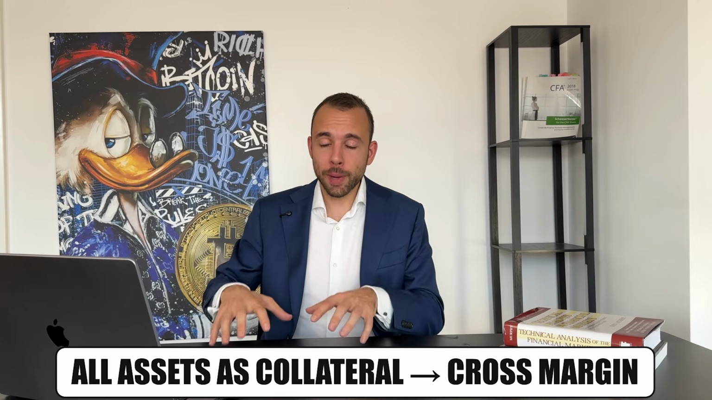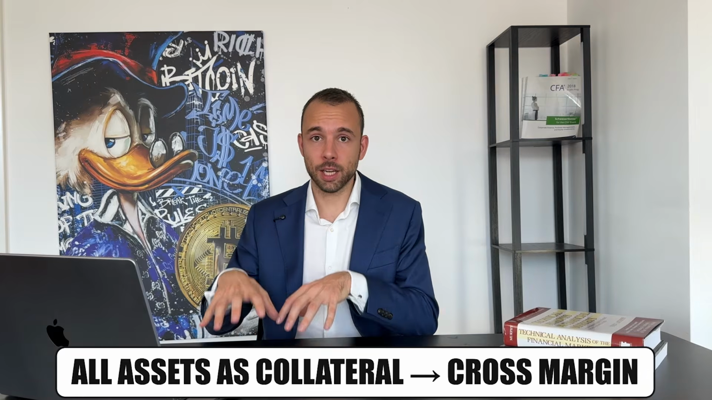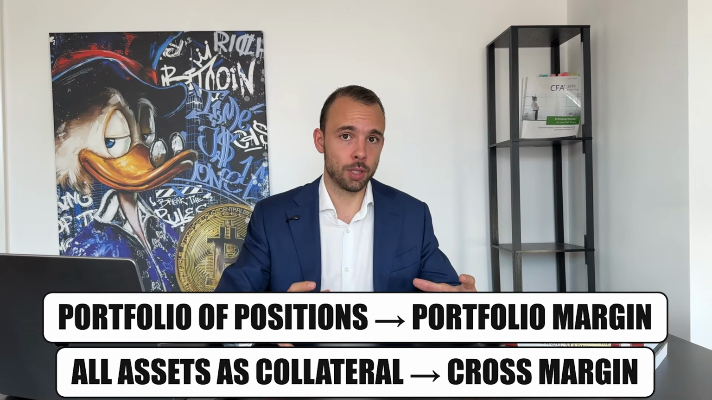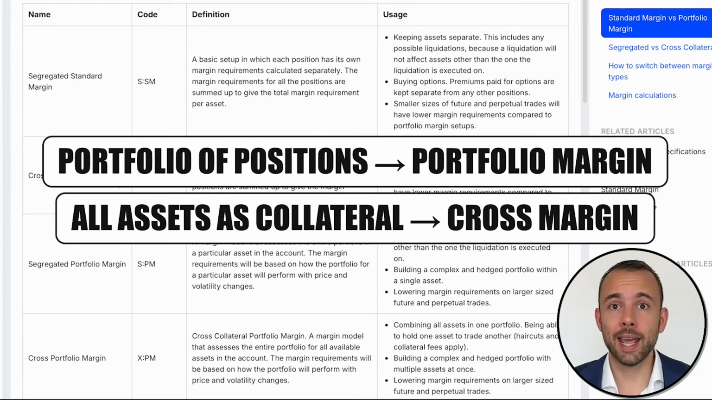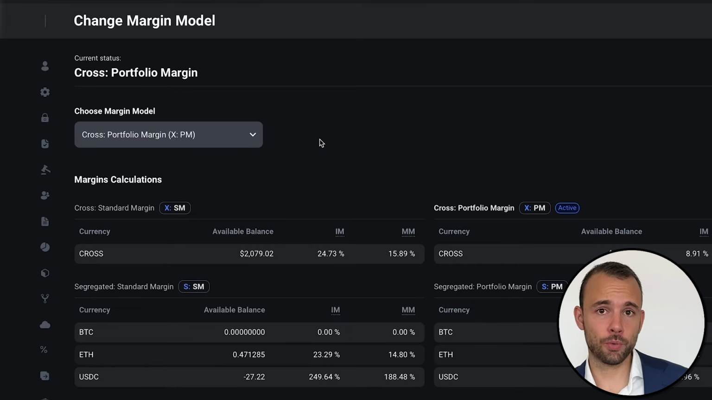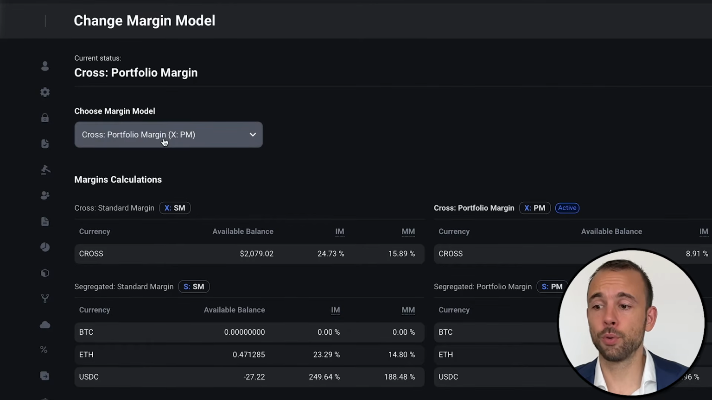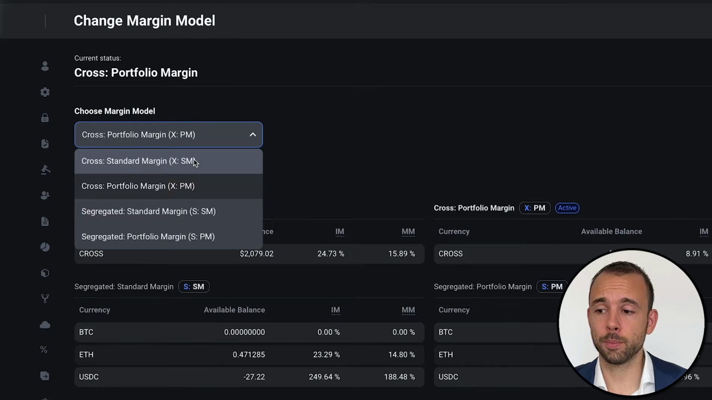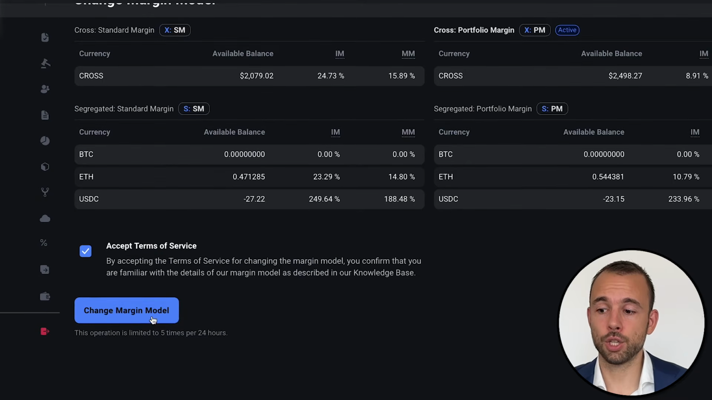So as an example, if I would like to use all my assets in my wallet as collateral, and I would like to aggregate all my options positions into one portfolio, then I have to select cross portfolio margin. And for my public portfolio, I use cross portfolio margin. But if you would like to learn more about the margin, I will leave this link in the description below. And in case I would like to select a different margin, I have to select the one which I want and click on change margin model.